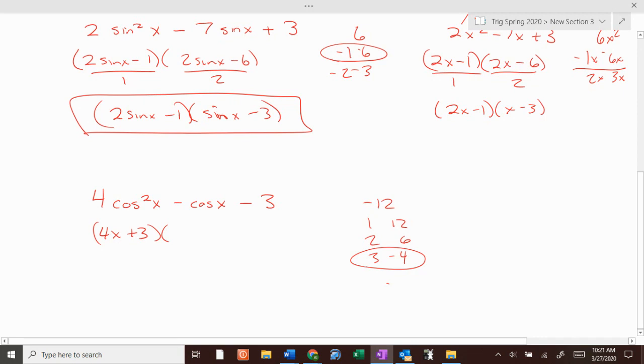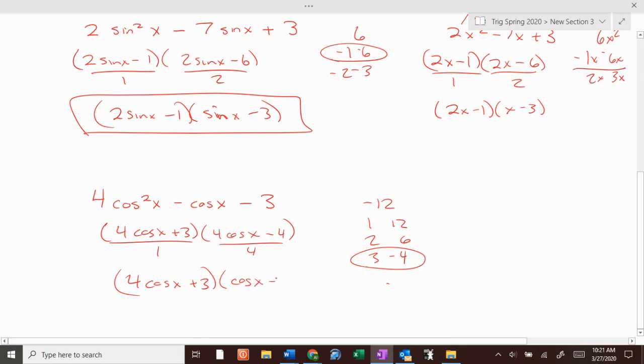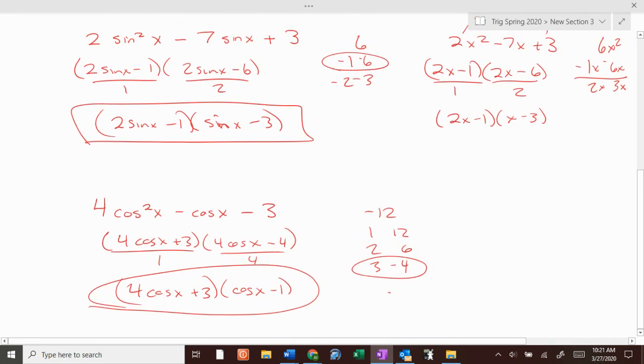No, we don't. We do 4 cosine of x plus 3 and 4 cosine of x minus 4. Greatest common factor of this is 1. Greatest common factor of this is 4, so we divide them both by 4. So we get 4 cosine of x plus 3 and cosine of x minus 1. So it's 4 cosine squared. Outers is minus 4 cosine of x. Inners is plus 3 cosine of x, which makes a negative cosine of x minus 3. Okay? So that's the wheel dryer method of factoring.